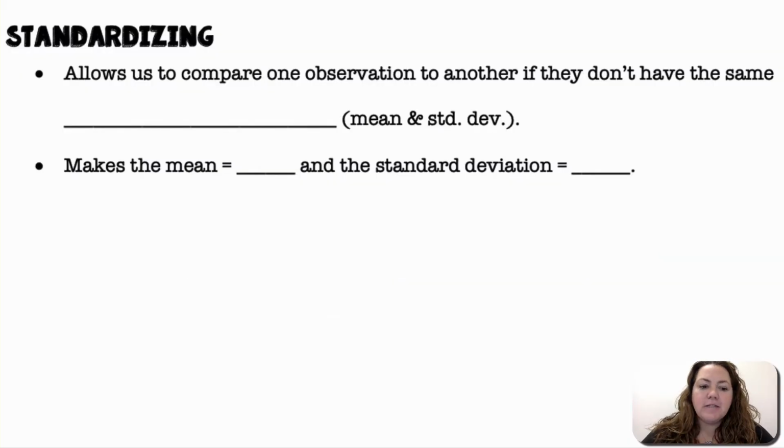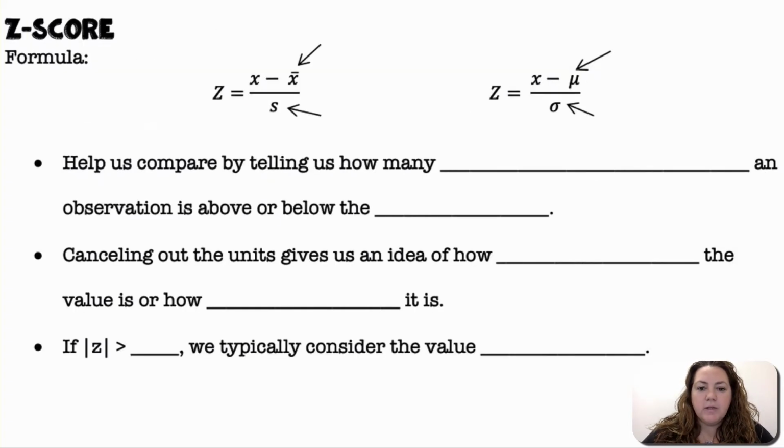Standardizing allows us to compare one observation to another if they don't have the same parameters, that is, if their mean and standard deviation are different. We do this by making the means equal to 0 and the standard deviations equal to 1. When we standardize, we get things that are called z-scores.